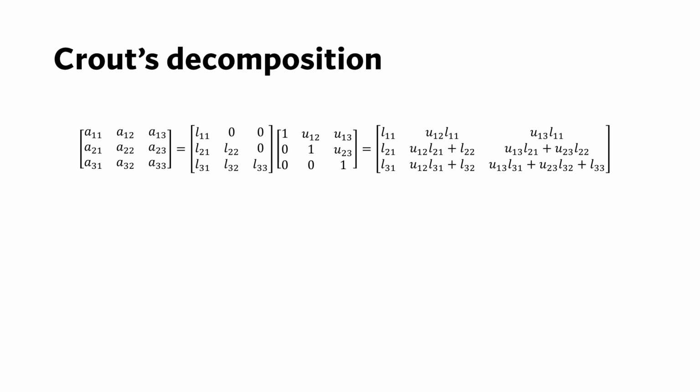Hello everyone, this video is about Crout's LU decomposition method, which unlike Doolittle's method puts a constraint on the upper triangular matrix that all elements on its main diagonal should be equal to 1. The product of the lower and upper triangular is the matrix on the right hand side.